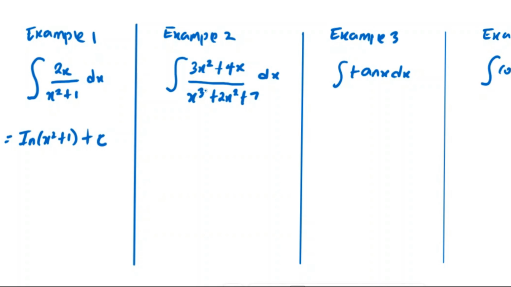For example 2 also, we have to integrate 3x squared plus 4x divided by x raised to power 3 plus 2x squared plus 7. If you differentiate x raised to power 3, you get 3x squared. If you differentiate 2x squared, you get 4x. So the final answer to this will be ln of x raised to power 3 plus 2x squared plus 7 plus an arbitrary constant c.